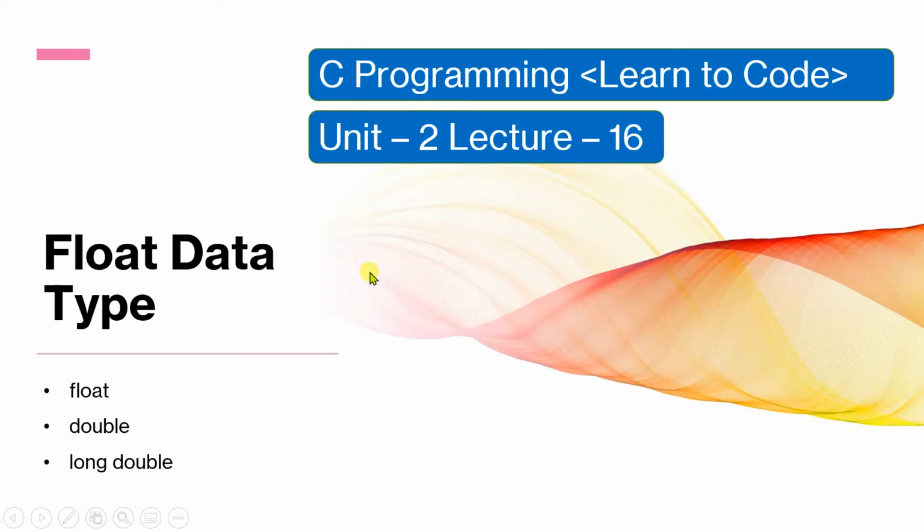Hello and welcome to the course on C Programming Learn to Code series. This is the 16th lecture of Unit 2, and in this lecture we will discuss the concept of floating point data type used in C. So let's begin.